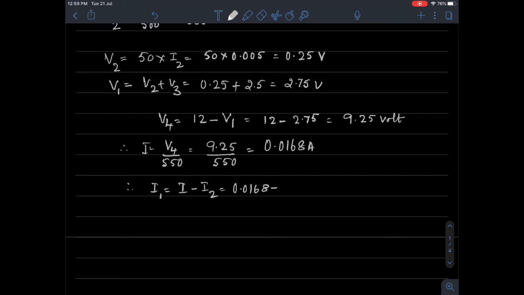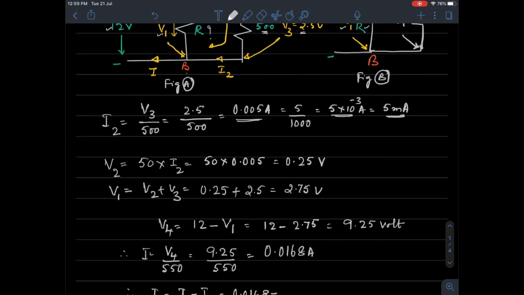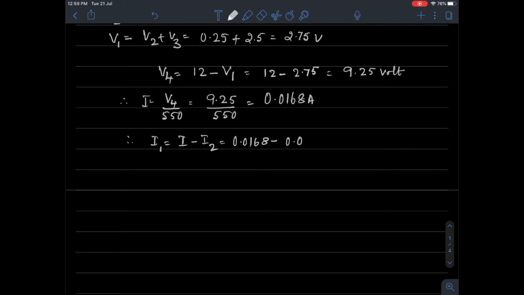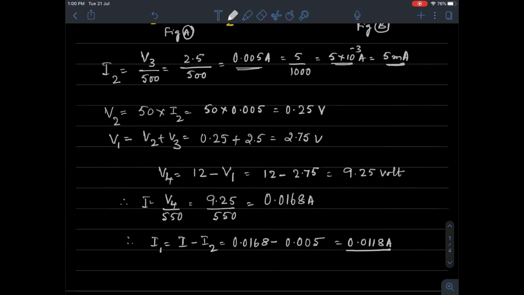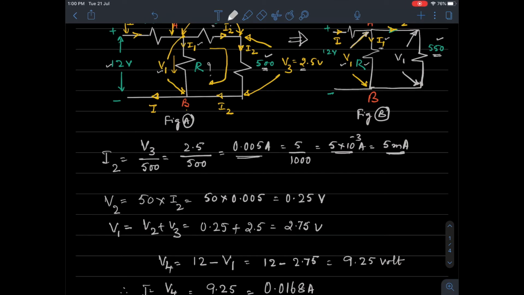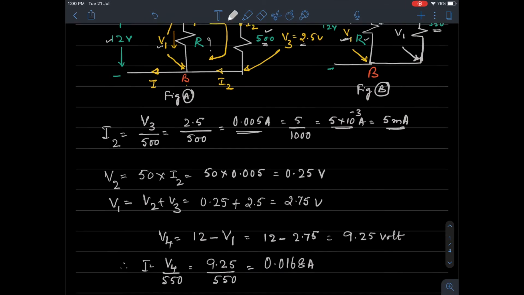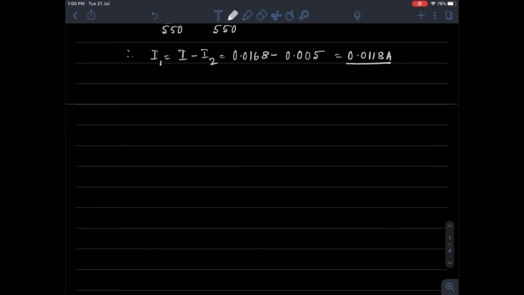Okay? This is 0.0168 minus, what is I2? It is 5 milliamperes. That is 0.005. Right? So all I have to do is this subtraction, and what we get is the current I1. This is equal to 0.0118 amperes. So this is my I1. So now I know the current through R, which is I1. I have computed the voltage across R, which is V1. So we can now easily find the resistance.